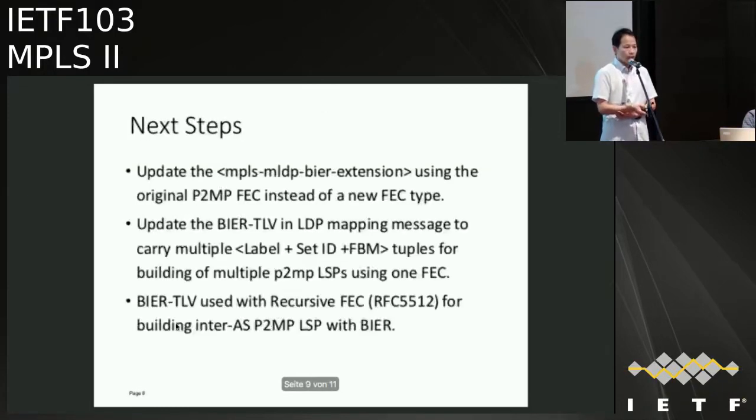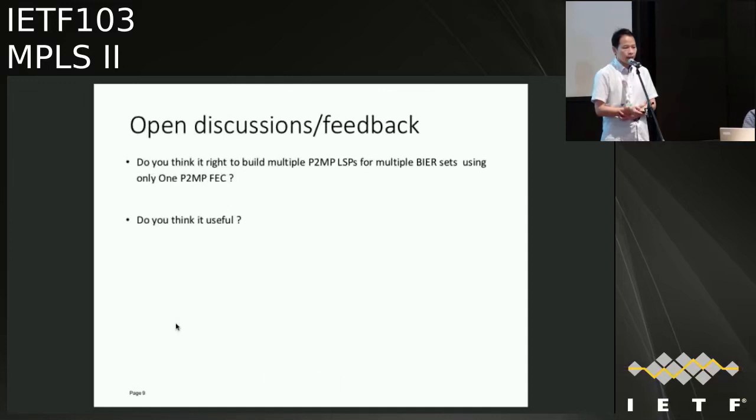So for the next step, we will update the mLDP BEER extension using the original P2MP FEC instead of a new FEC type, and update the BIER TLV accordingly. We also plan to add the BIER TLV used with the recursive FEC for building inter-area P2MP LSPs with BEER. So that's it.